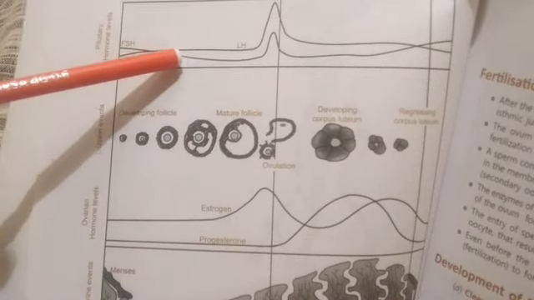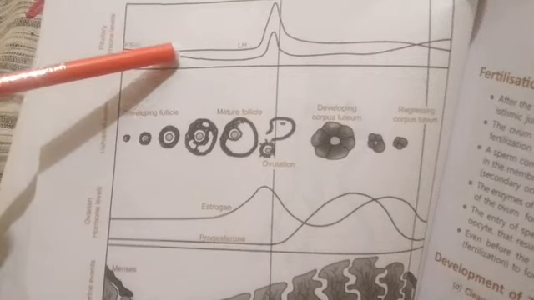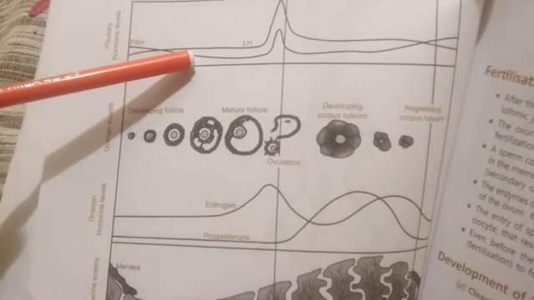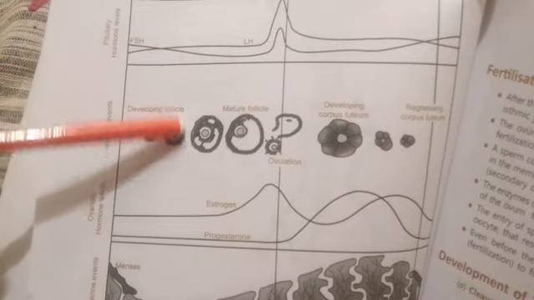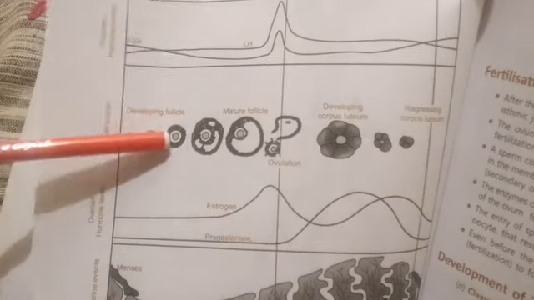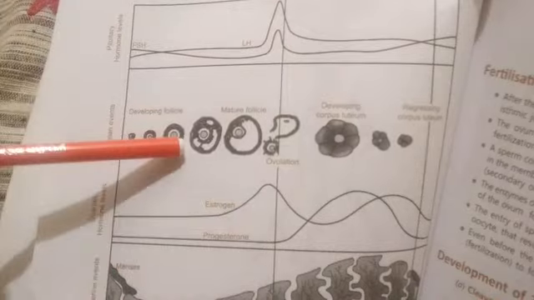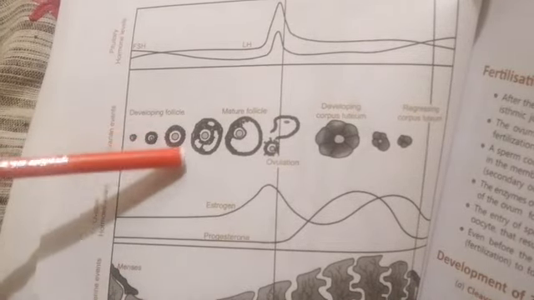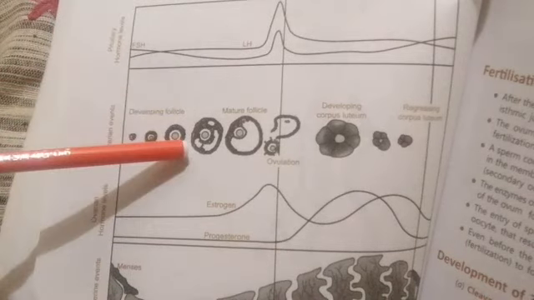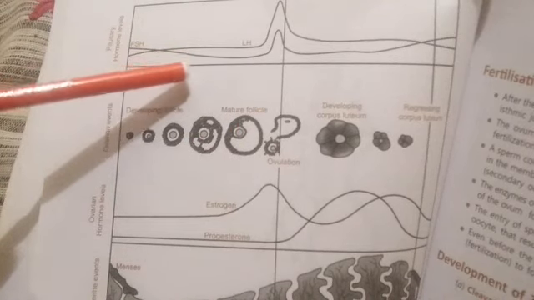So it is gradually increasing during the follicular phase, and it is released by the anterior pituitary, and it is regulating the follicular cells to release estrogen. Clear? It helps in the development of follicles. You can see the gradual development of follicles under the influence of this FSH.